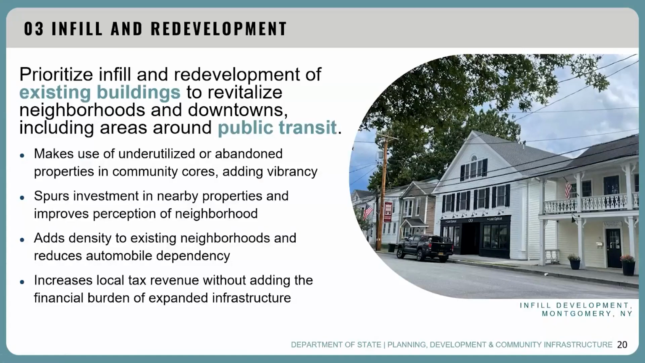For decades, building communities away from transportation hubs and job centers has caused unwanted effects like suburban sprawl and automobile dependency, resulting in ever rising traffic. In response, our third smart growth principle intends to prioritize the infill and redevelopment of existing buildings to revitalize neighborhoods and downtowns, including areas served by public transit.